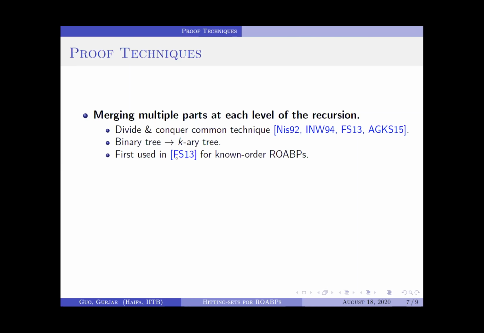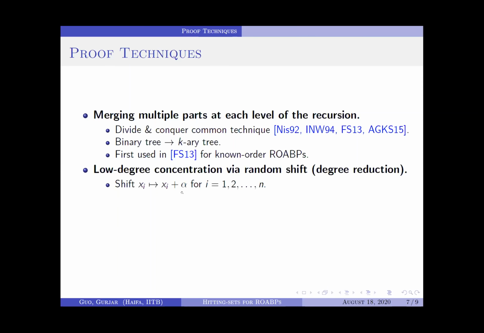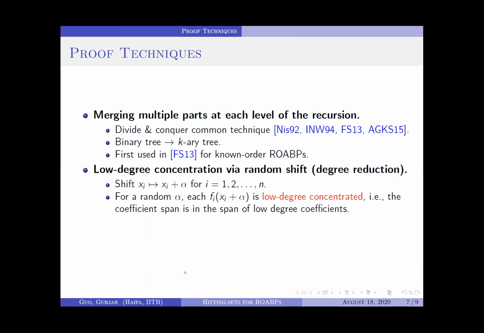It's already used by Forbes and Shpilka, but only for known order ROABPs, and we are able to make it work for unknown order ROABPs. And the second idea is low degree concentration using random shift, or you could call it degree reduction. So we choose a random element alpha from the field, and then we replace each variable xi by xi plus alpha.